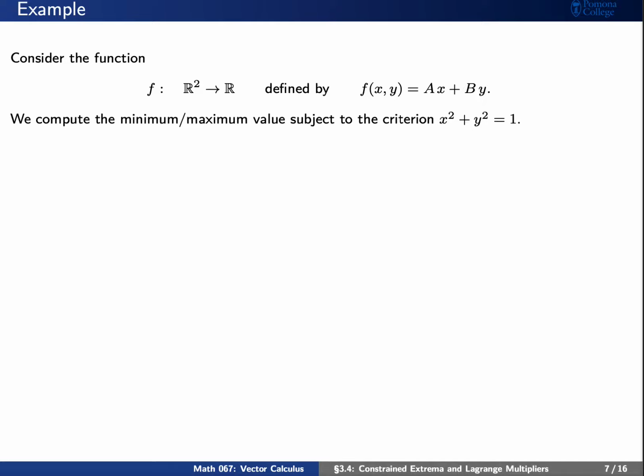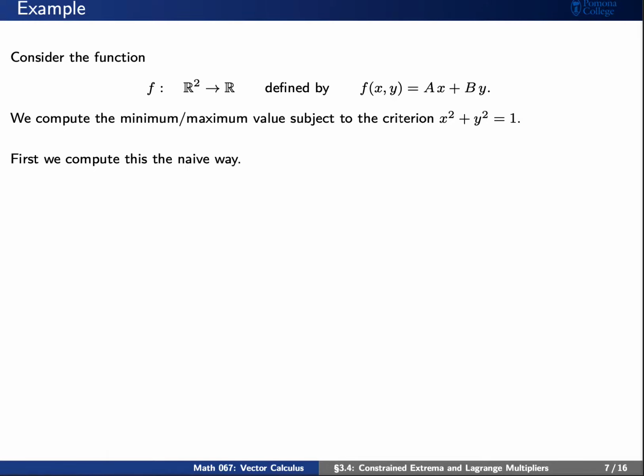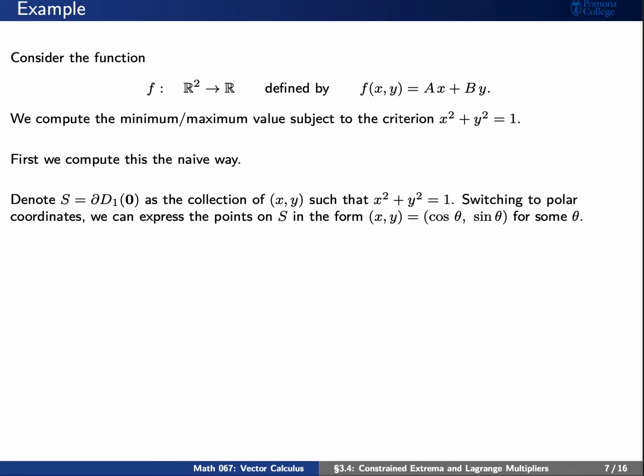And now we'd like to know what are the maximum and minimum values of this function once we restrict to the circle. We want to try to compute these maximum and minimum values in two different ways. First, let's do this the naive way. Let's realize that S is just the circle. That is, it's the boundary of the unit disk sitting at the origin.